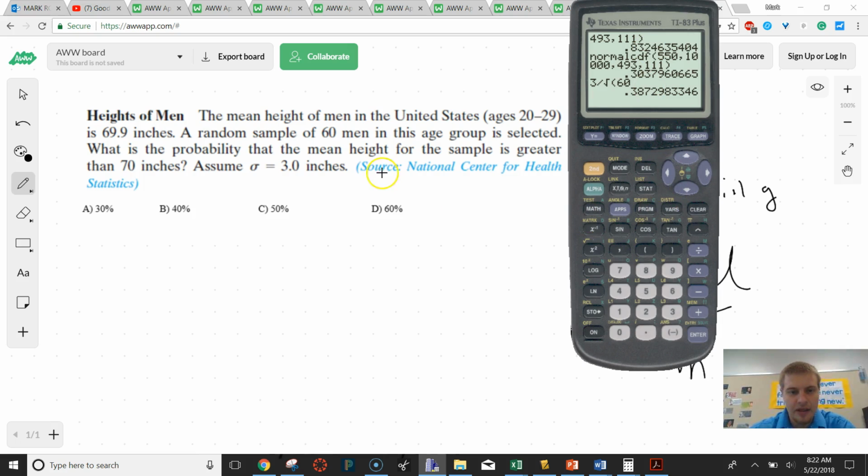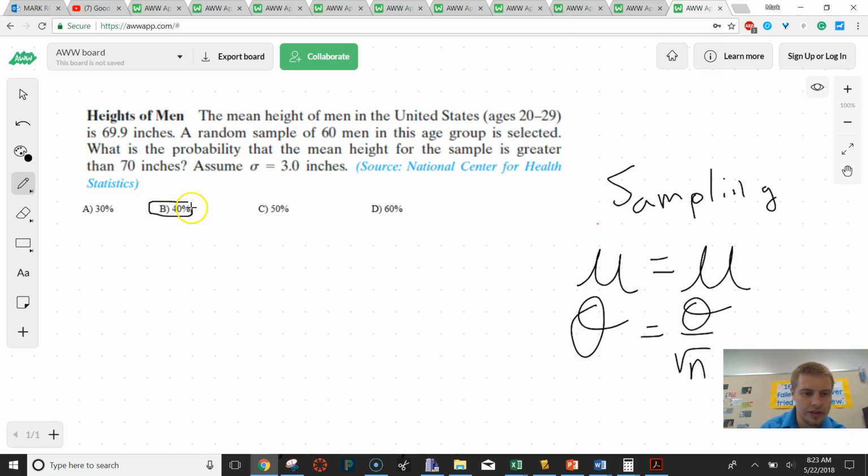And then, because it's over 30, this would be a normal distribution. So we're going to use our normal CDF again. And they want greater than 70, so we'll say 70 to some ridiculously high number. And then we want 69.9 to be our mean, and then our standard deviation was 0.39. And we can see that that's around 40%, so B would be our correct answer.